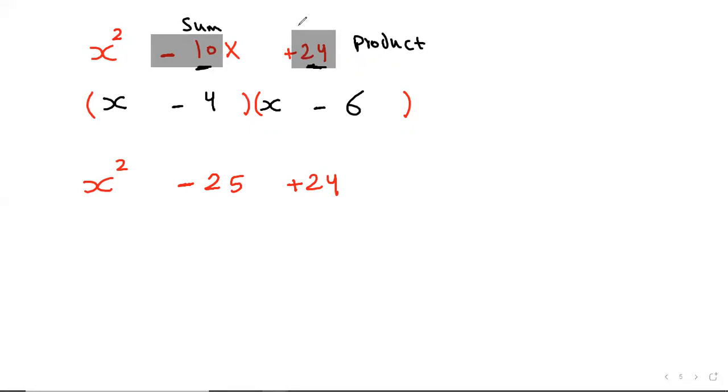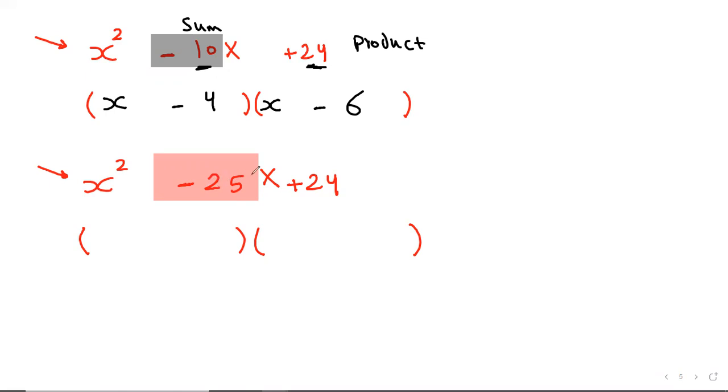So here I'm going to factorize it, and if we compare this expression and the previous one, you will find they are the same. But what is the difference between them? The difference is in the middle term. They are not the same. Here we have negative 10x and here we have negative 25x.